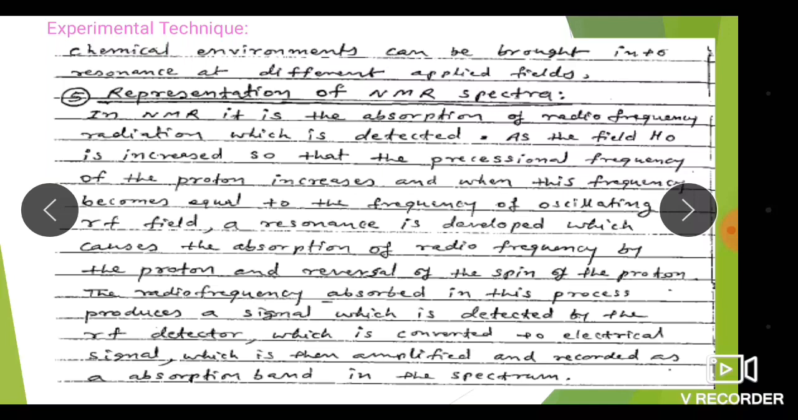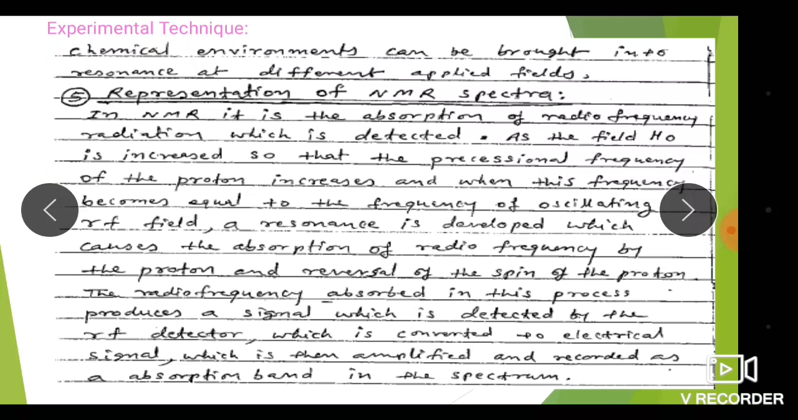Next one is the representation of NMR spectra. In NMR, it is the absorption of the radio frequency radiation which is detected as the field H0 is increased, so that the precessional frequency, the top-like rotating frequency of the proton, increases, and when this frequency becomes equal to the frequency of the oscillating RF field, a resonance is developed.